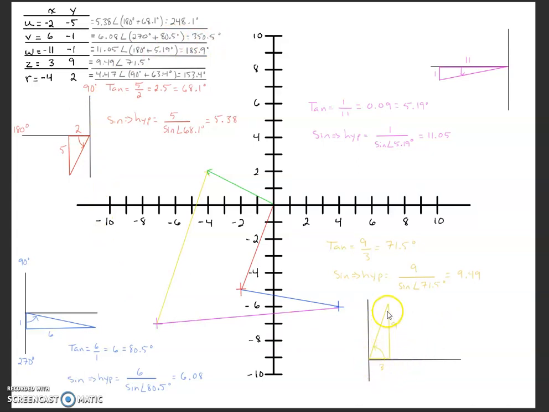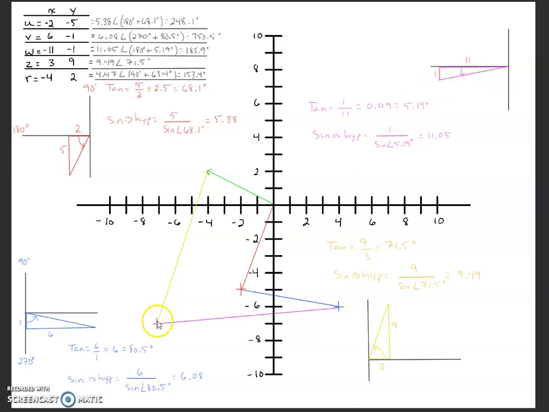We do the same thing with this next one here. So we have 11 and 1, what we brought down here, 11 over 1. So we have an angle right in here, 1 over 11, 0.09, gives us 5.19 degrees, and gives us 11.05 as a magnitude.